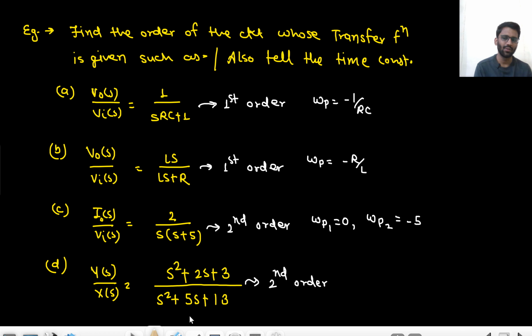What is the location of pole? You need to solve this. You will get two poles, omega P1 and omega P2. Now tell the time constant. Only for first order it is valid. So what is the time constant?